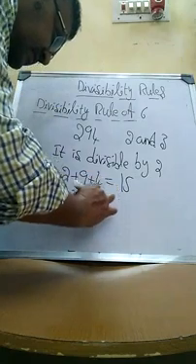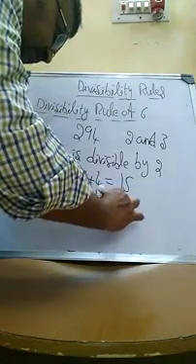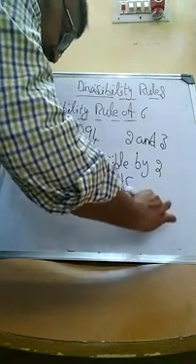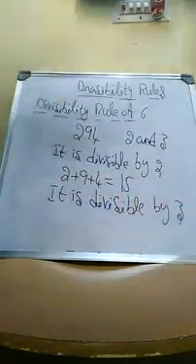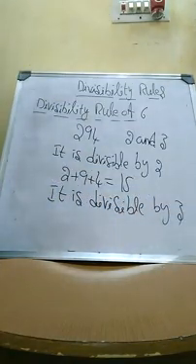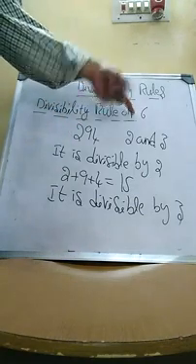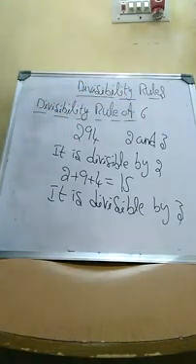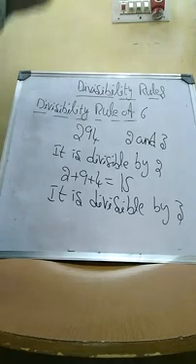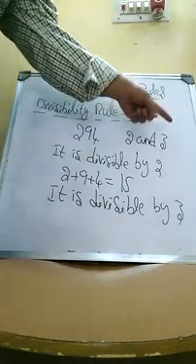So this number is divisible by both 2 and 3. So it is divisible by 6. Once again, the divisibility rule of 6: to be divisible by 6, the number should be divisible by both 2 and 3.